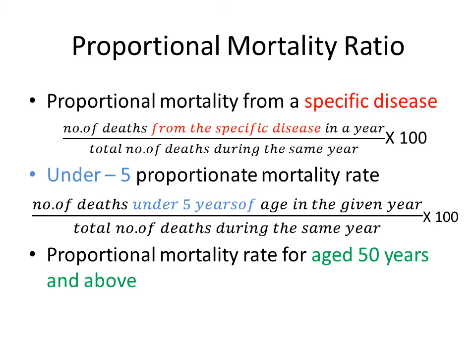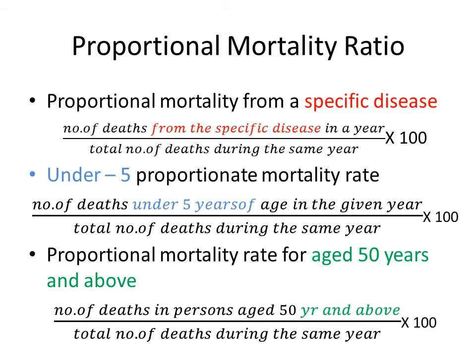Proportional mortality rate for 50 years and above is number of deaths in persons aged 50 years and above divided by total number of deaths during the same year into 100.